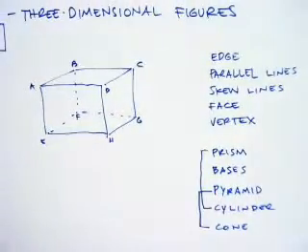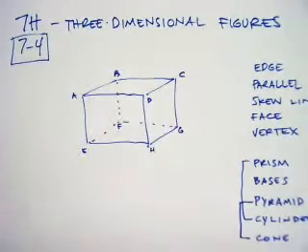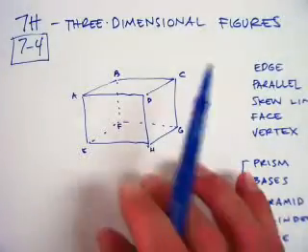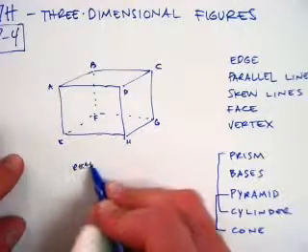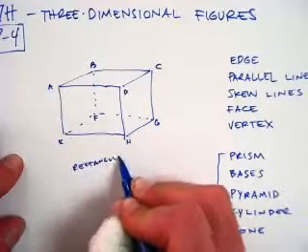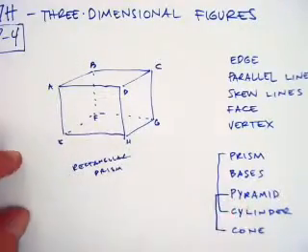Three-dimensional figures are called solids. They're also called polyhedrons. So a polygon is a two-dimensional figure, a shape, basically a triangle, square, trapezoid, these sorts of things. Polyhedrons are the same idea but with three dimensions. So something like this is called a rectangular prism. It almost looks like a cube, except it's not a perfect square on each face. This is a rectangular prism.